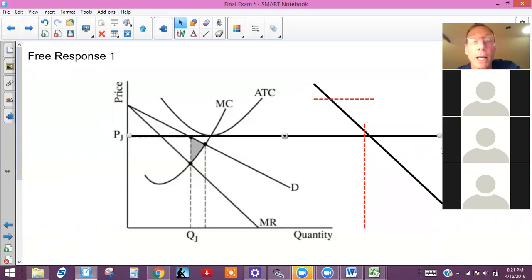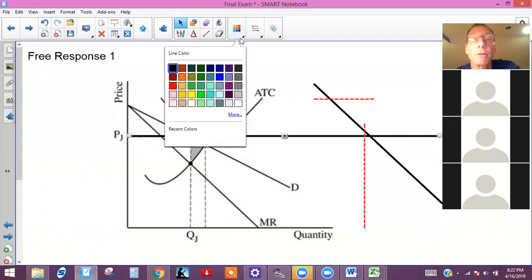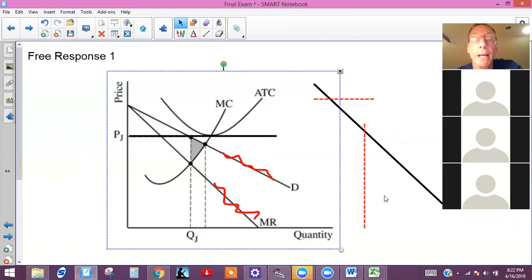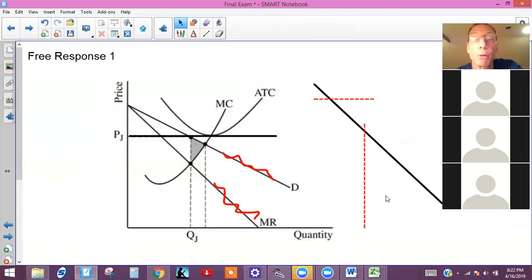Now, don't think about these curves right here. Just use your imagination. So don't think about this curve right there. That's not there. We're just thinking about the price is here, and the price equals demand, right? For a perfectly competitive firm, price equals demand equals average revenue equals price. And they're going to produce where marginal cost equals price right here.